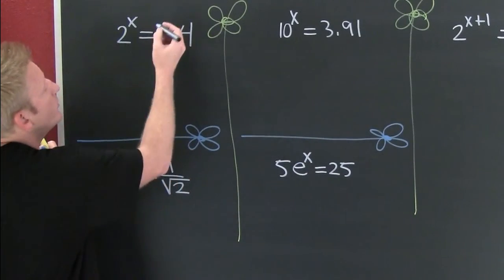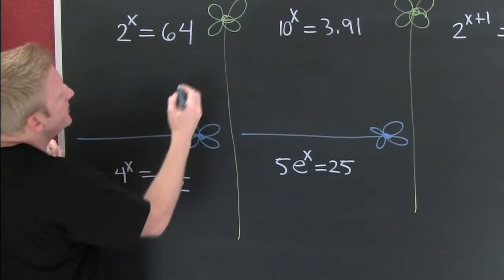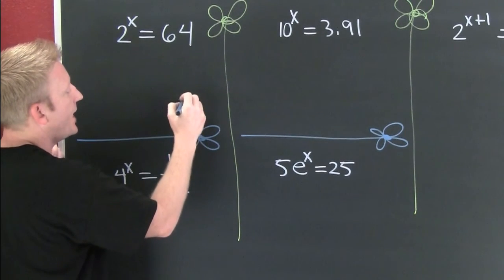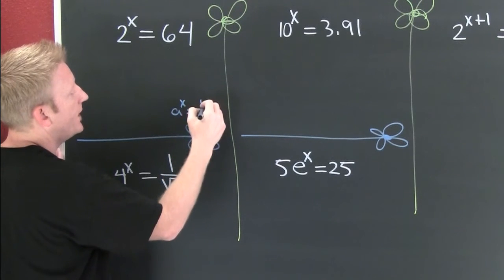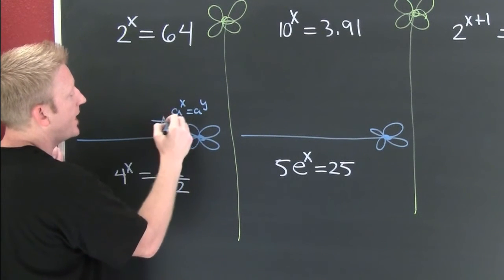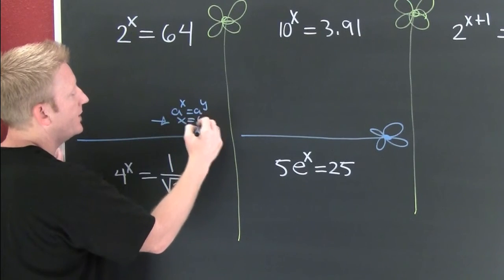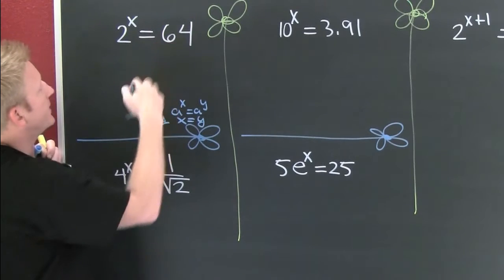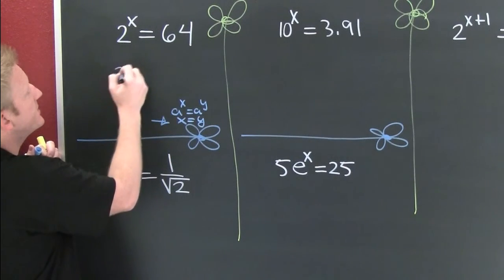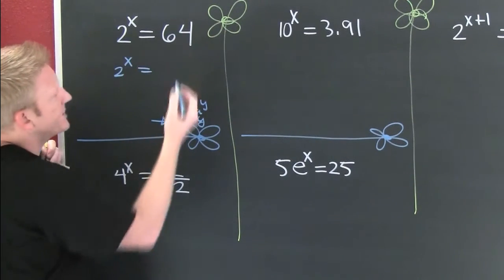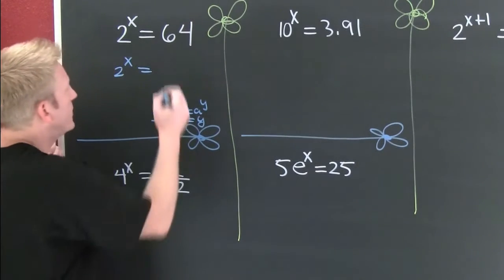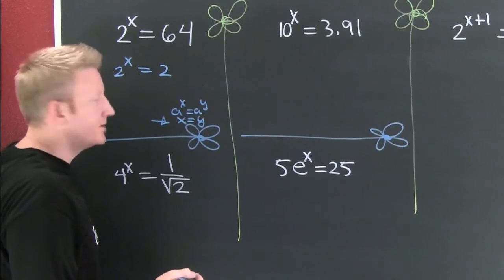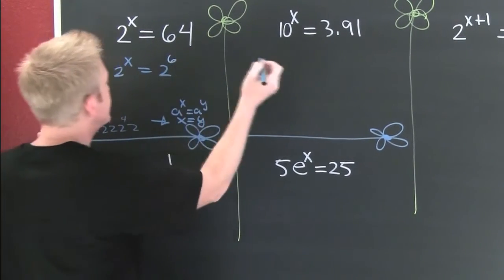Great. Now we know we can use the property a to the x equals a to the y. That implies that x is equal to y. Okay, let's do that. Let's try to get the same base. This is 2 to the x. Can I rewrite 64 as a power of 2? Oh, this is 2 to the, wait for it, is it 6? 2 to the 6th. Yes!